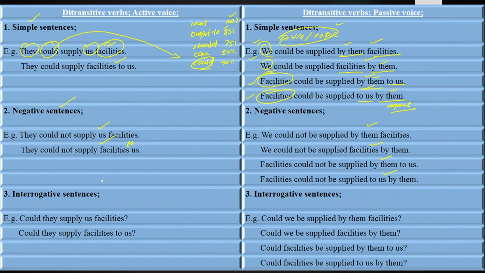Next we have got interrogative sentences. Those sentences in which we ask questions, put queries are called interrogative sentences. Could they supply us facilities, could they supply facilities to us, could we be supplied by them facilities, could we be supplied facilities by them, could facilities be supplied by them to us, could facilities be supplied to us by them.